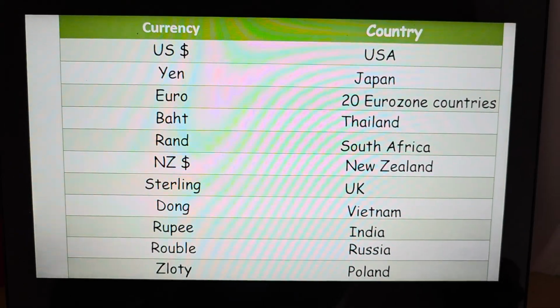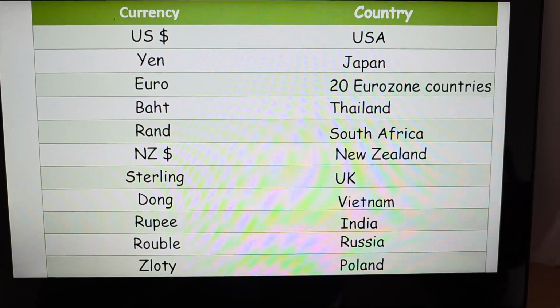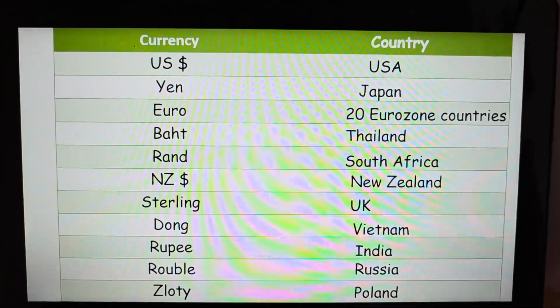That's just a small selection of the currencies which will come up in questions. Not all of them, but some of them will come up in questions. So it would be handy to know what country they belong to.